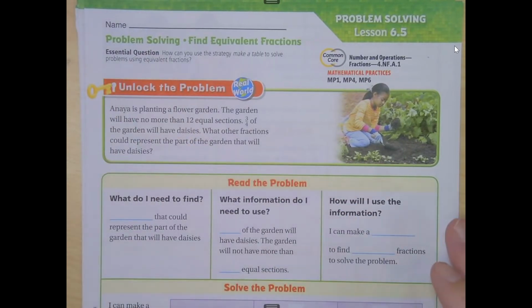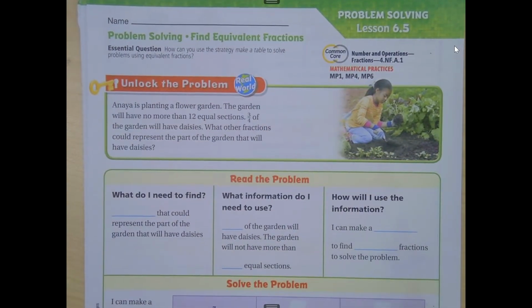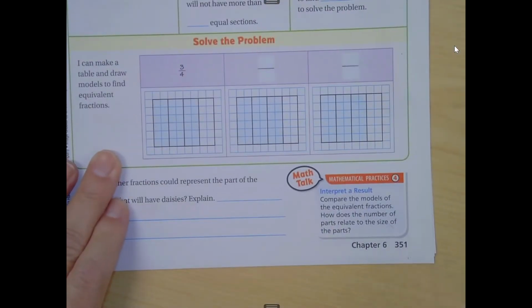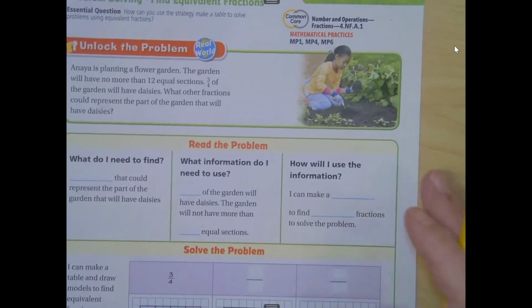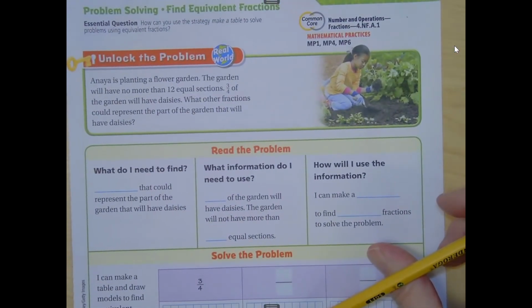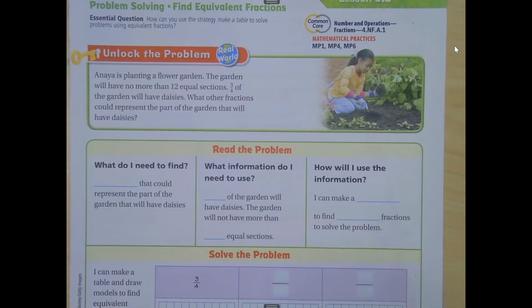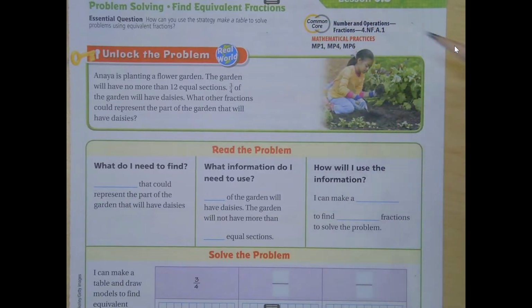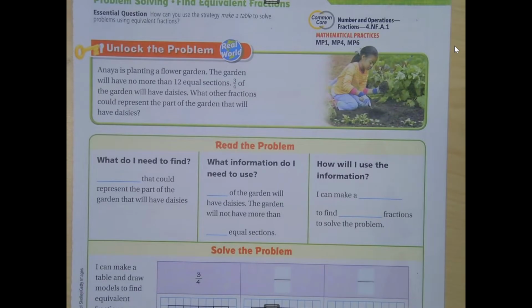Okay, this is our lesson for Math 6.5. We will be working on pages 351 to 356 today. These are story problems. They're sometimes confusing. We're going to get through these the best that we can. It says, how can you use the strategy make a table to solve problems using equivalent fractions?